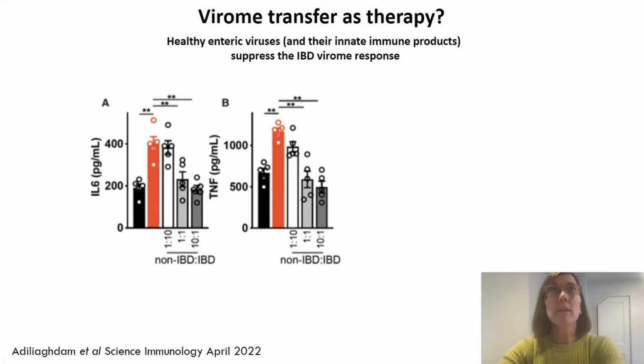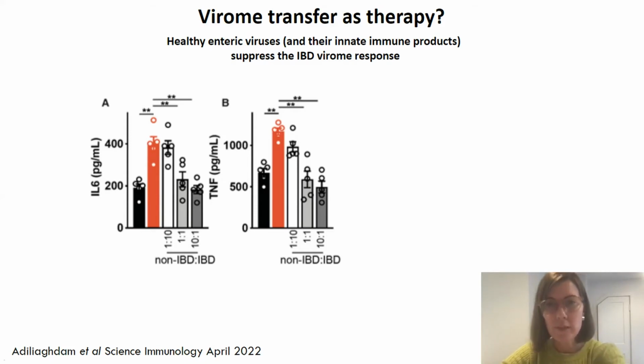So this was an interesting observation for us: the virome from a healthy gut was actually protective and could trigger this anti-inflammatory pathway, whereas the IBD virome very much provoked inflammation. So we asked the question, well, if that's the case, maybe in a similar way to fecal transfers of microbiome, the healthy virome could be used as a therapy. Could we suppress the inflammatory response induced by IBD viromes by delivering healthy viromes in increased concentrations?